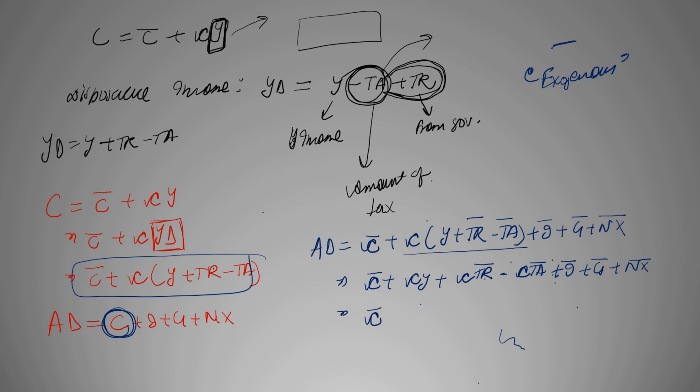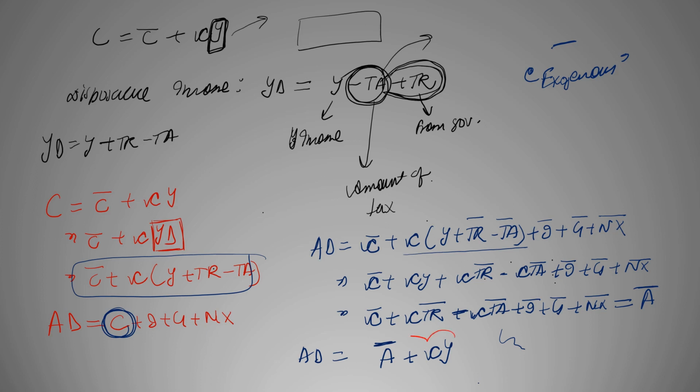So C plus CTR minus CTA plus I plus G plus NX can be equated to this A. Okay, autonomous A. So AD is equal to A plus CY, right? We can reduce it.